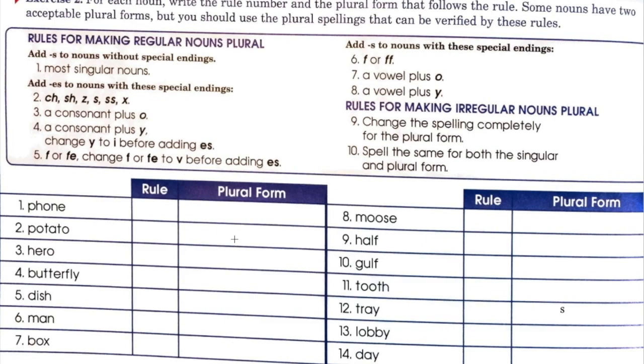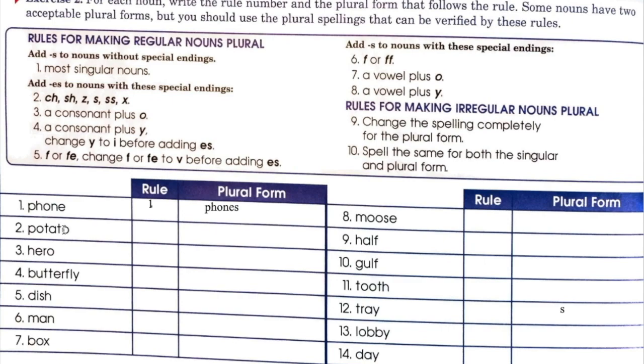Number 1, phone. We need to turn phone to plural. So let's look at the ending. There's nothing special about this ending. It's just a regular noun. So this is rule number 1. And that means, according to rule number 1, we just add an S because it doesn't have any special ending. So it's phones.